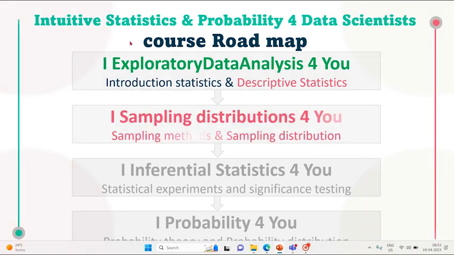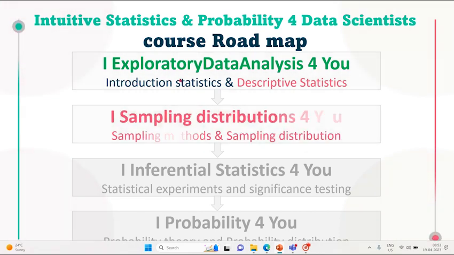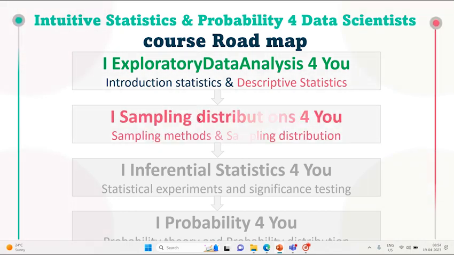So if you look at the overall Intuitive Statistics and Probability for Data Scientists course roadmap, so far we have completed the Intuitive Exploratory Data Analysis for You course. In this we have seen an introduction to statistics. In the introduction to statistics we have seen what is a variable, what types of variables, types of data, population and sample, and then we moved on to descriptive statistics. We have seen various descriptive statistic techniques to handle the data, imputation, and many others.